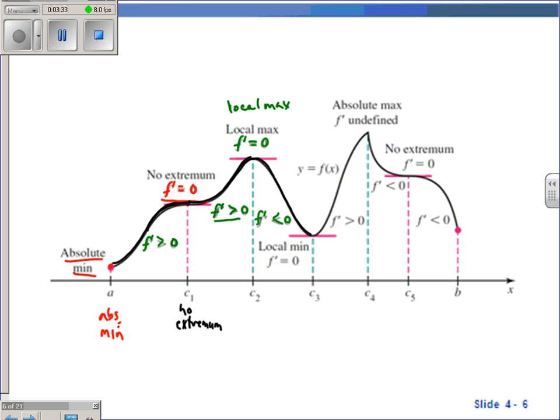Now at the next point, notice to the left of C3 here, the function's falling. That means the derivative is negative. Now it's going to rise on the other side. That means the derivative was positive to the right of C3. If the derivative goes from negative to positive, falling to rising, it's got to have a local minimum at C3.